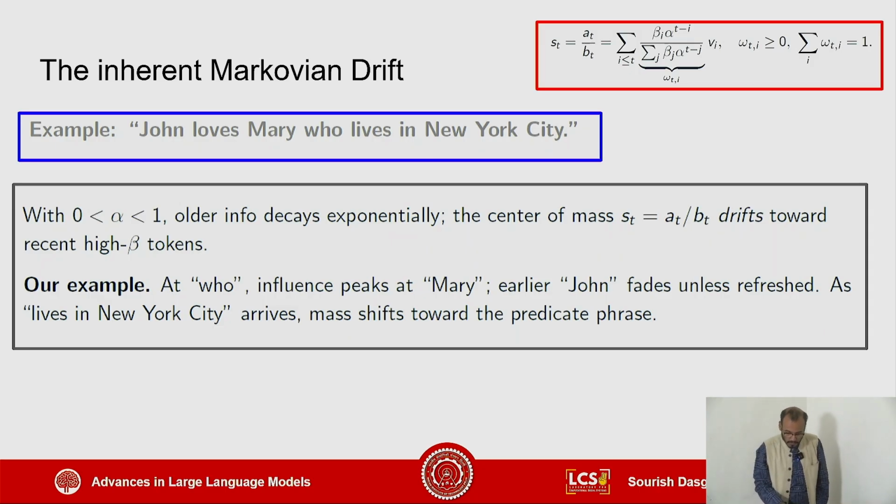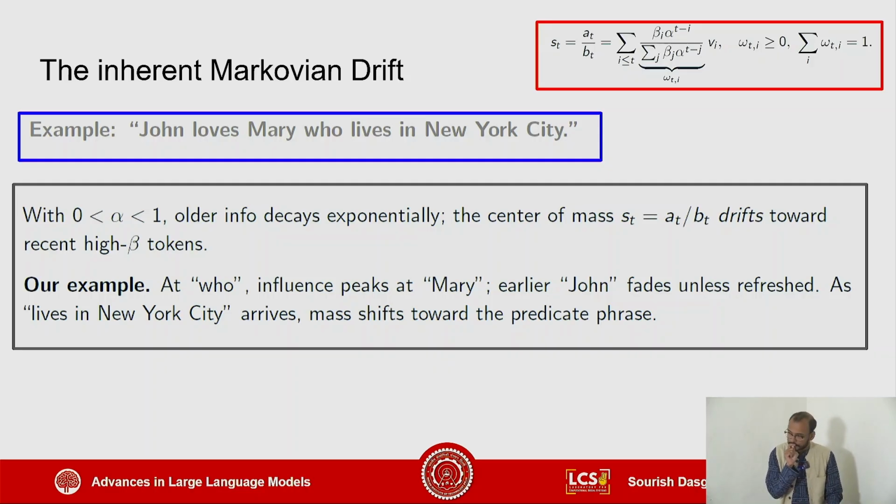Okay, so the inherent Markovian drift here is that with alpha, which is within the range of 0 and 1, older info decays exponentially, and the memory ST, or the state, drifts towards recent high beta tokens. It's also not the case that there is no beta, because if there is no beta, then you are taking a very radical position, saying that it's always going to be purely Markovian, which means that only the closest one will have the highest percentage. So you're not doing that either.